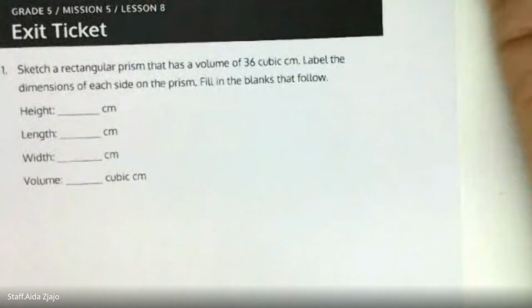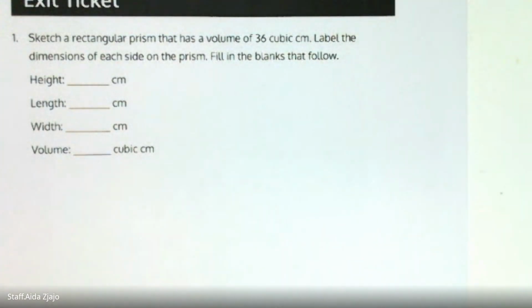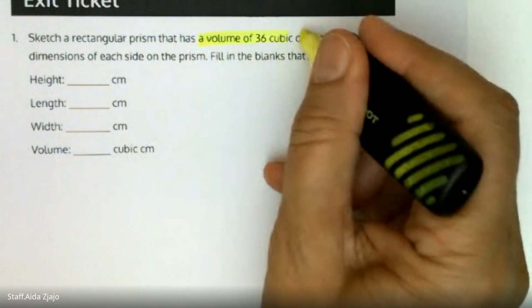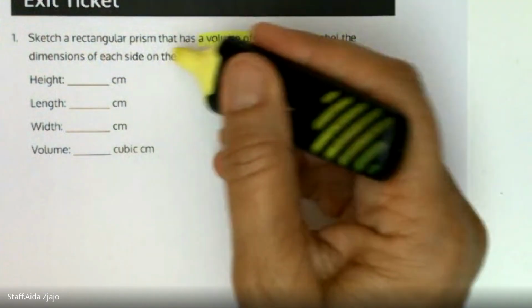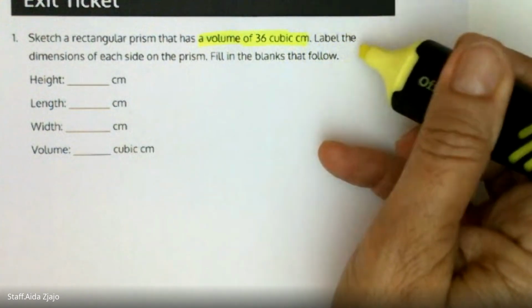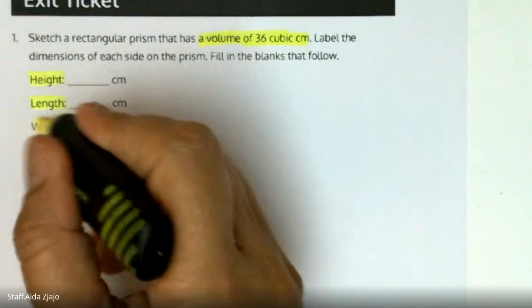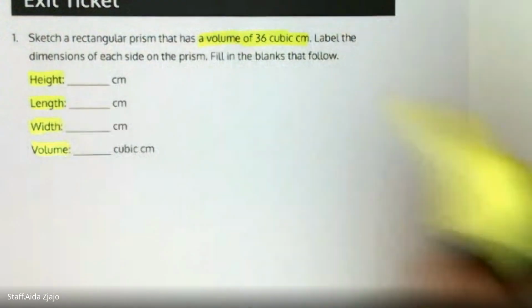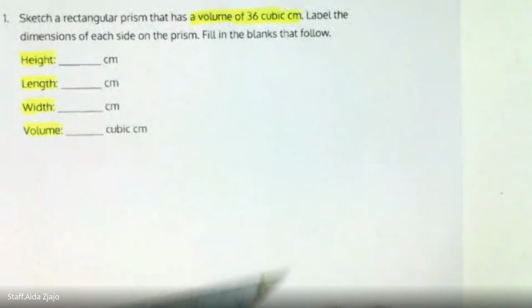Okay. Sketch a rectangular prism that has volume of 36 cubic centimeters. So we know what volume is. Label dimension of each side on the prism. Fill in the blank that follows. Okay, so the height, the length, the width, and the volume. That's what we need. So there are different possibilities to do so.